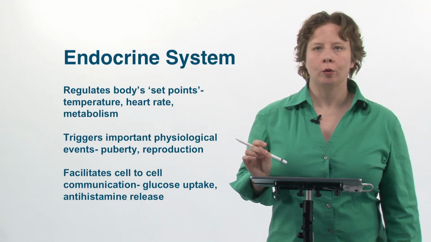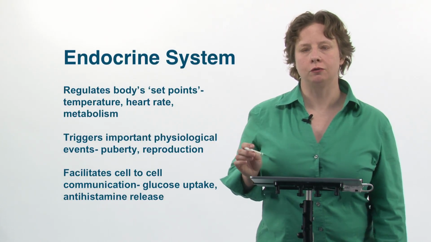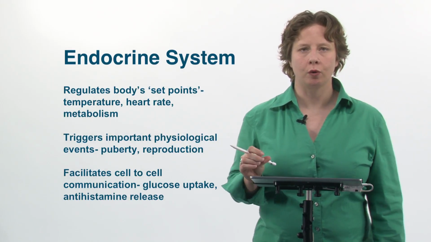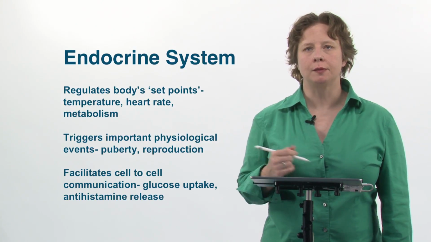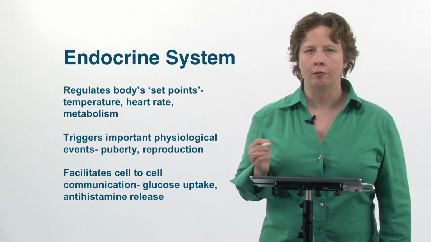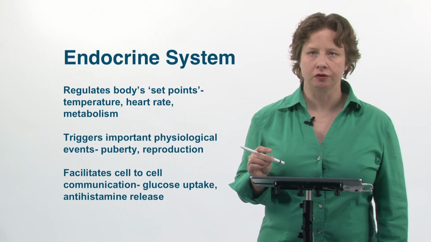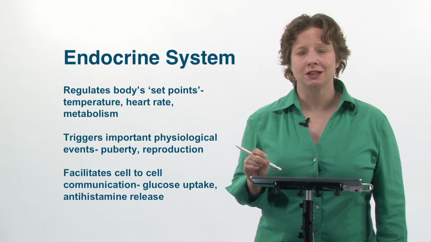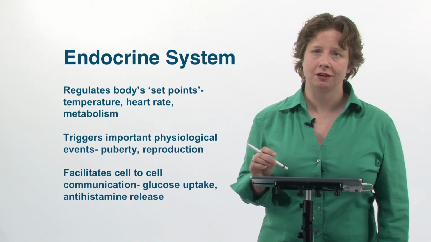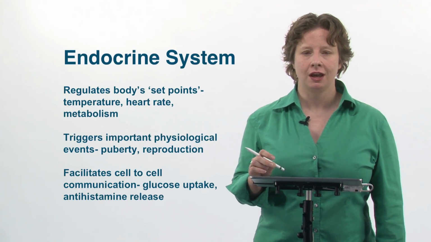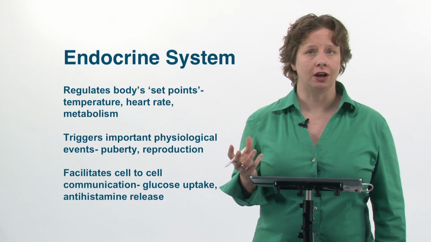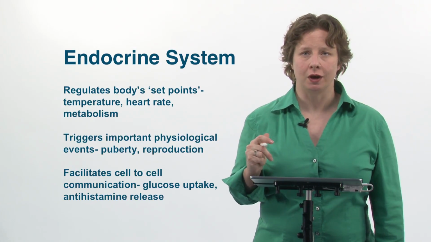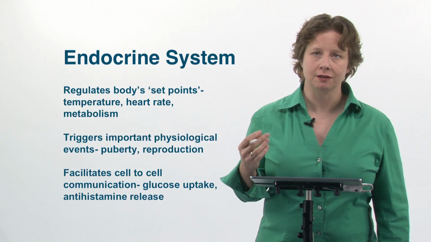In order to understand hormones in homeostasis and reproduction, we first need to understand the endocrine system. So this regulates the body's set points, such as temperature, heart rate, and metabolism. The triggers are important physiological events, such as puberty and reproduction. And the endocrine system facilitates cell-to-cell communication for things such as glucose uptake and antihistamine release, such as the stuffy nose and runny eyes and itchy face you experience when you encounter things you're allergic to, like dust mites or pollen.